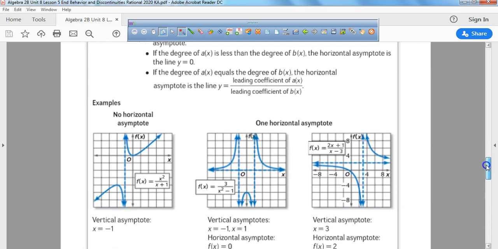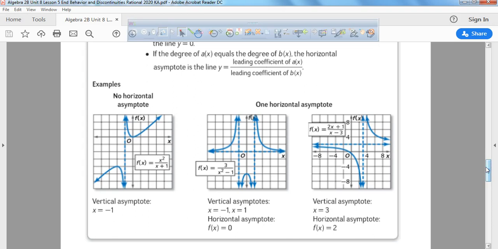So here are examples of 3 different types of situations you could run into. This is an example of a rational function that has no horizontal asymptote. It actually has a slant asymptote, which we'll get into in a little bit. It does have a vertical asymptote. The vertical asymptote is at -1 because -1 plus 1 is 0, and anytime you make the denominator equal to 0, that's going to create what's called a vertical asymptote. You can clearly see it right there. So we have a vertical asymptote right here.